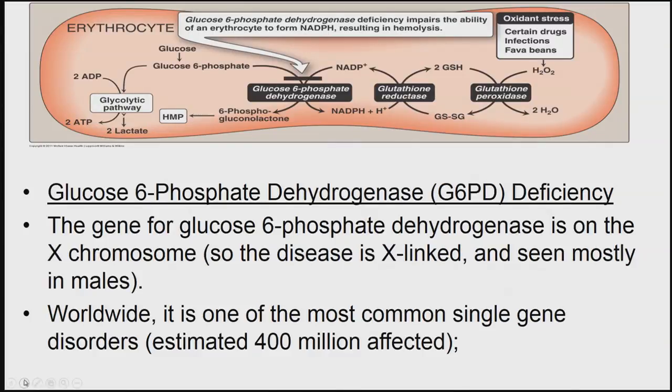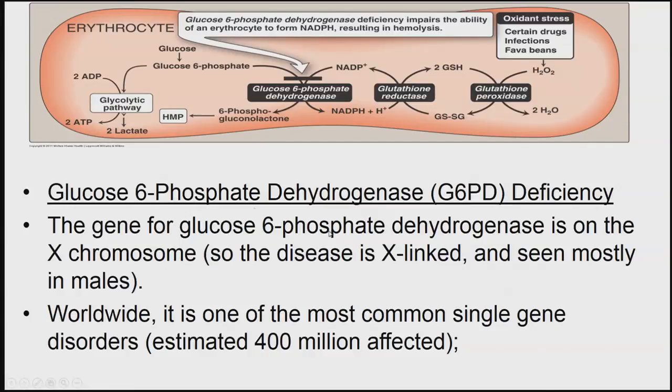Okay, so the next disease we're going to talk about is glucose 6-phosphate dehydrogenase deficiency, much easier to say G6PD deficiency. Remember, what was this enzyme? This was the key rate-limiting enzyme for the HMP pathway, right?